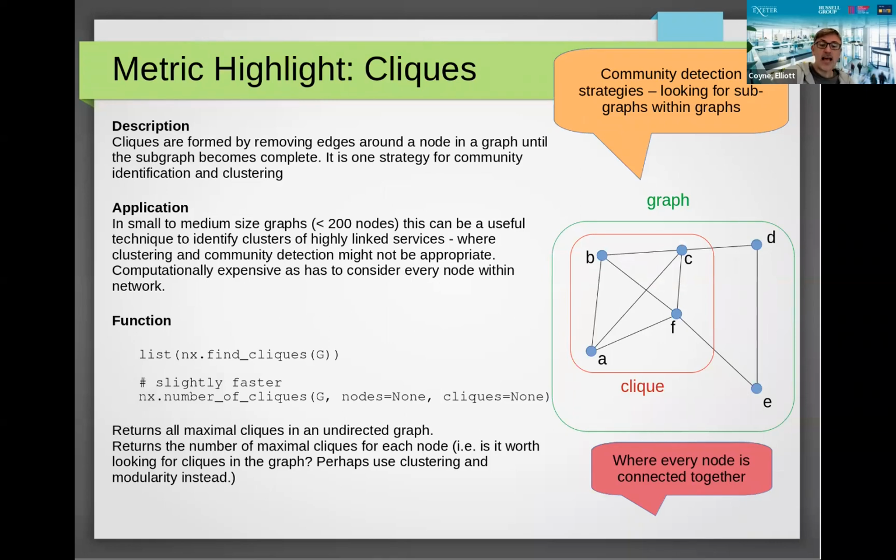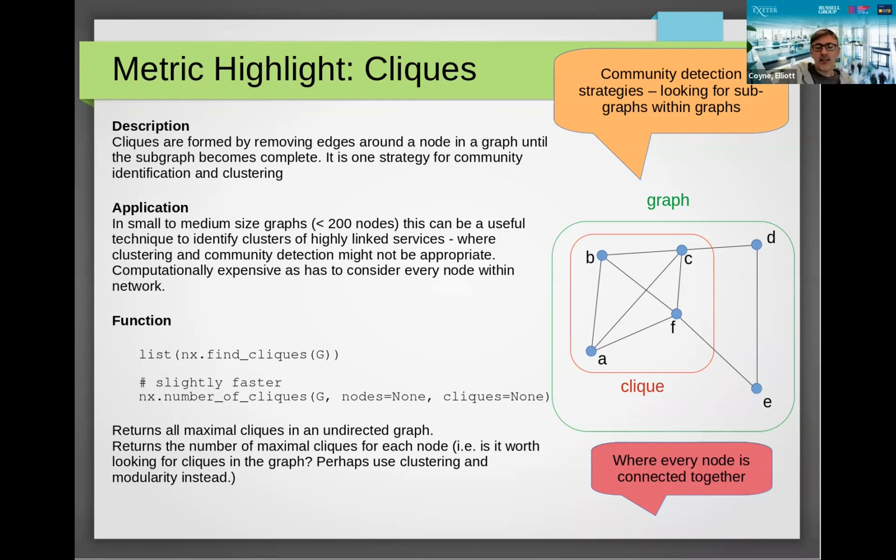Now, next, this is talking about cliques, which I mentioned earlier. So you've got your whole graph or your whole system, and a clique is a subgraph, or a small area of that. And this is where, as you can see with the area highlighted in red, every node is connected to every other node. There are edges between them all.